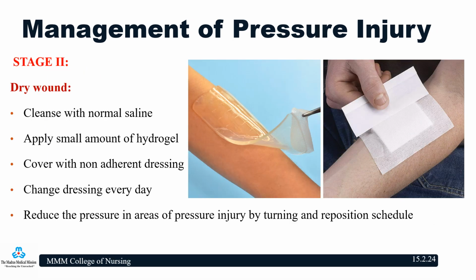How to manage a stage 2 pressure injury? In stage 2, if the wound is found to be a dry wound, then we need to clean the wound with normal saline, then apply a small amount of hydrogel, cover with a non-adherent dressing, and change the dressing every day. We also have to make sure that we reduce the pressure in areas of pressure injury by a turning and repositioning schedule.